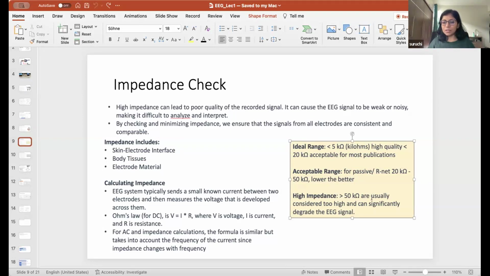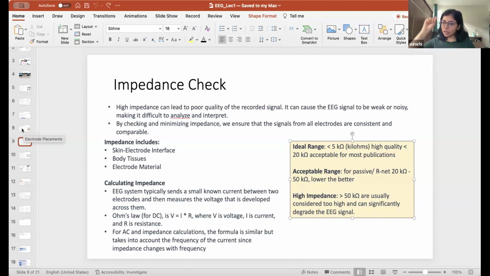Sometimes one or two would be very notorious and won't come down. So what to do? You have to ensure your ground and reference are low so that everyone else is low. That is going to be very, very important, because you're doing subtraction, right? If your ground itself is high, then the resistance overall is going to be high. So for both ground and reference, ensure that they are low first.